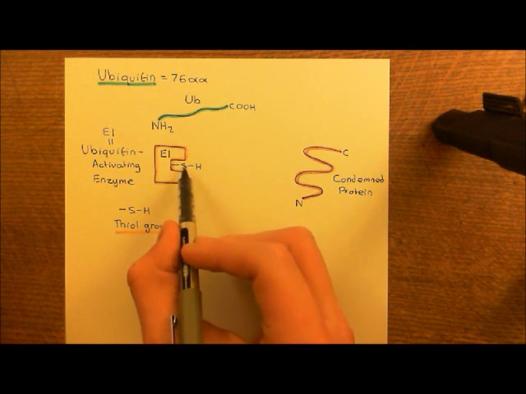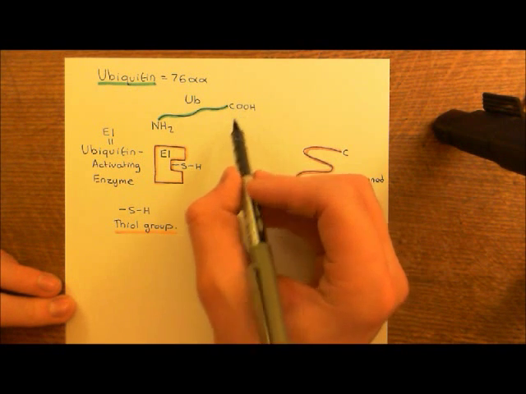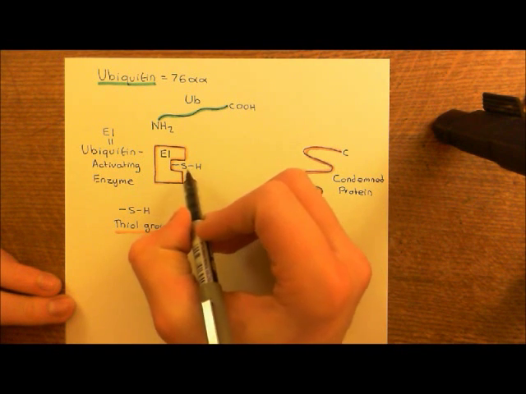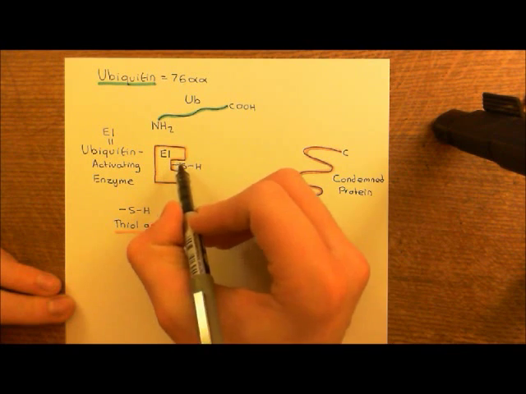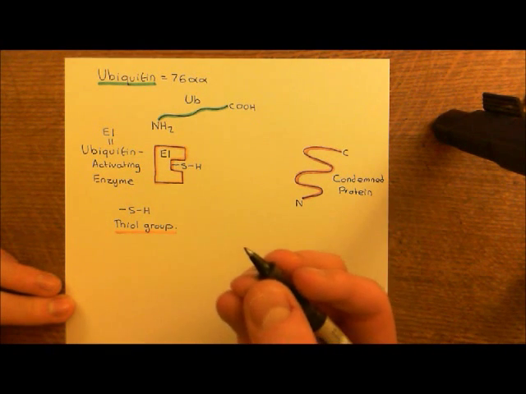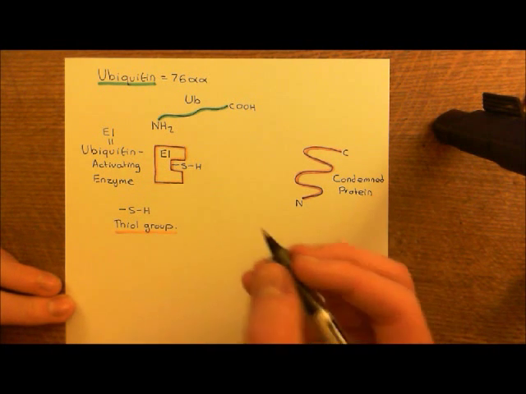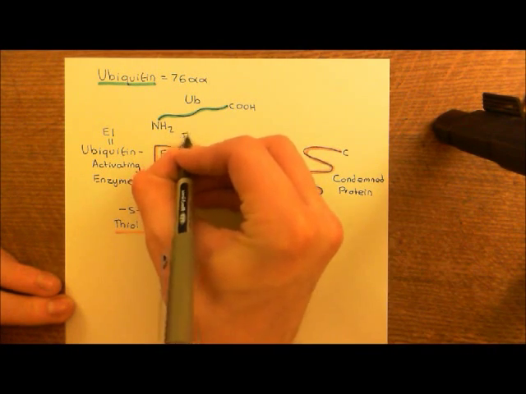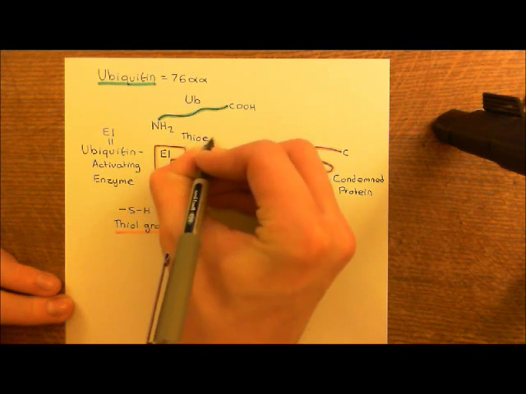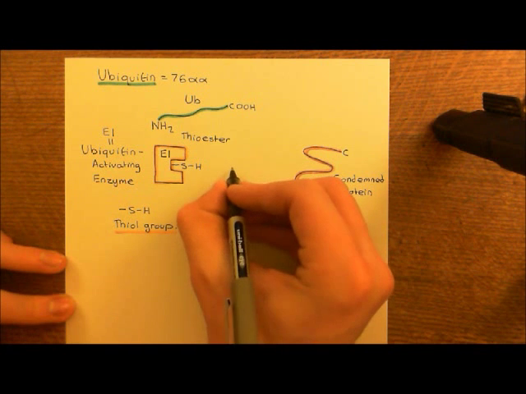So if that was an alcohol group, then the carboxylic acid group would form an ester link with the alcohol group. It's pretty much that exact same reaction that's going to occur here, but with a thiol group rather than an alcohol group. So we're going to form what's known as a thioester link rather than an ester link. Okay, so let me show this.